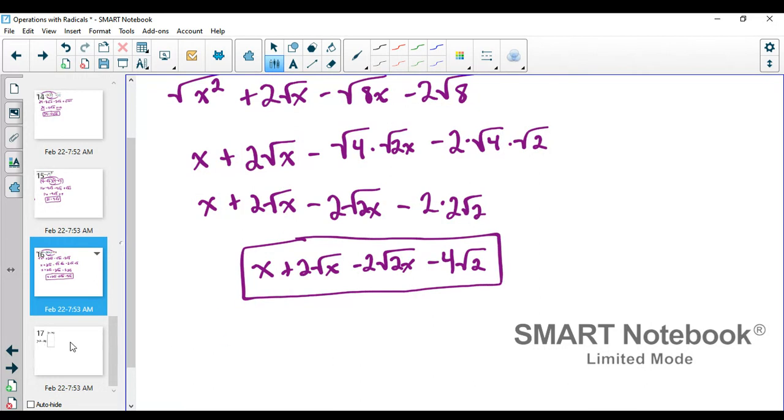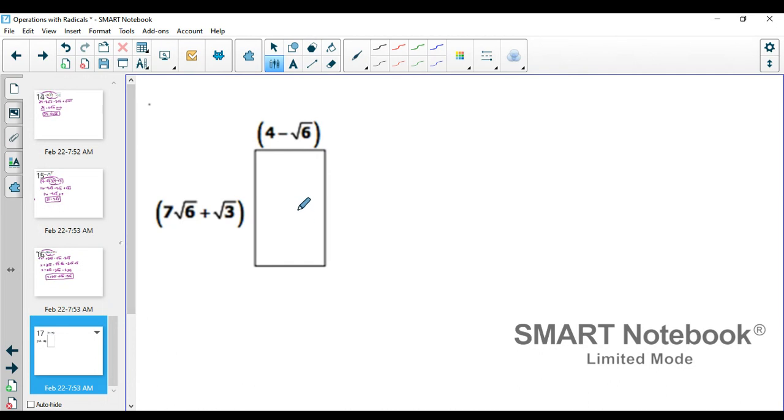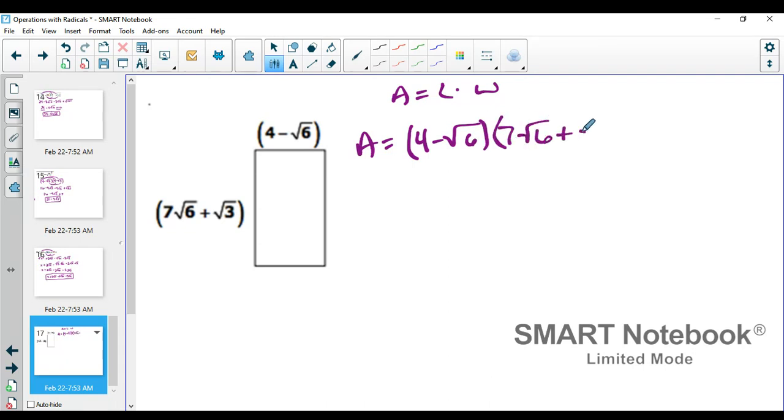All right, so we have one more question, and it's asking us to find the area of this rectangle based on the fact that one side is 4 minus the square root of 6, and the other is 7 square root of 6 plus 3. So to find the area of a rectangle, it's length times width, so we're multiplying these together. So our area equals 4 minus the square root of 6 times 7 square root of 6 plus the square root of 3. So now we're just distributing twice.